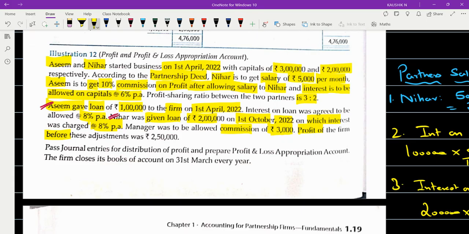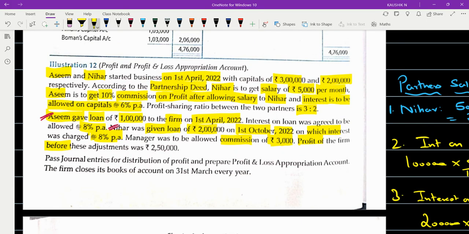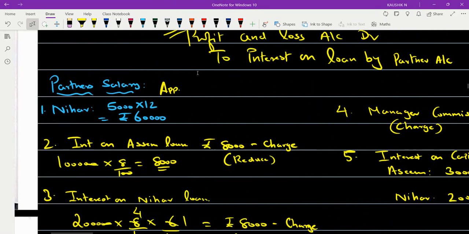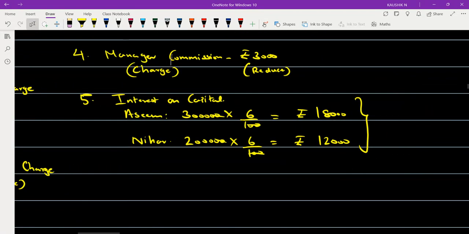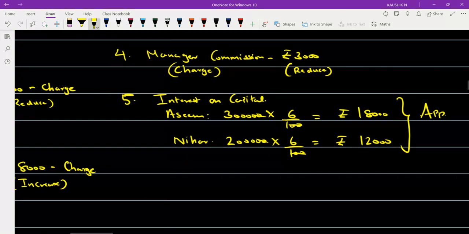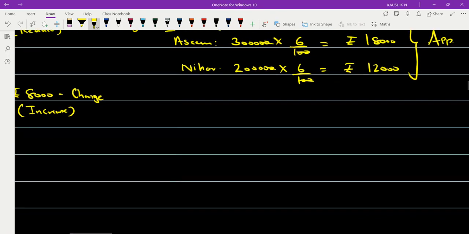Is it a charge or appropriation? It is an appropriation. Very good. Now only one item is left over, that is commission. Calculation of commission. So what is given as a condition for commission?